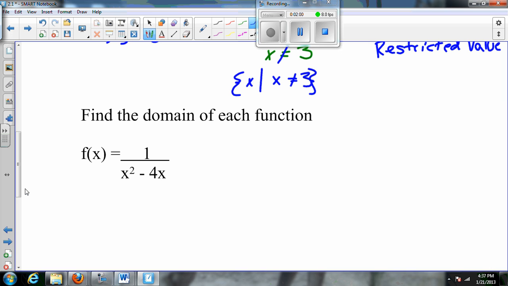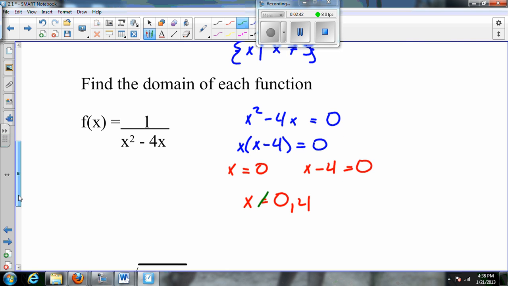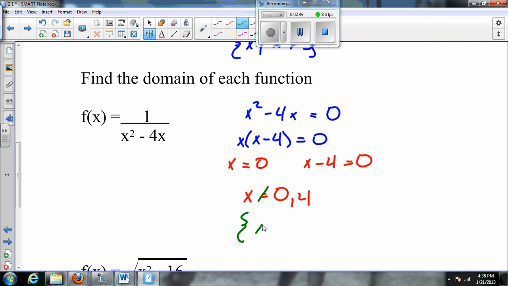So if we were to find the domain of f of x equals 1 over x squared minus 4x, we'd take the denominator, set it equal to 0, x squared minus 4x equals 0. We see there's a GCF of x, so we take it out, x times x minus 4 equals 0. So now we separate and set them both equal to 0. So we get x equals 0 and 4, but actually those would make it undefined, so they do not equal 0 or 4. So set builder notation: x, where x does not equal 0, x does not equal 4.